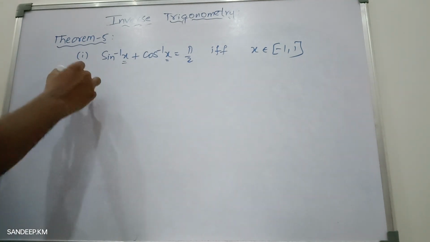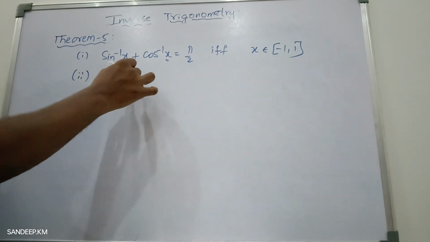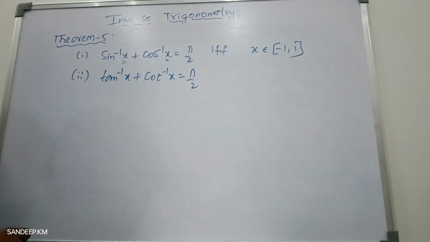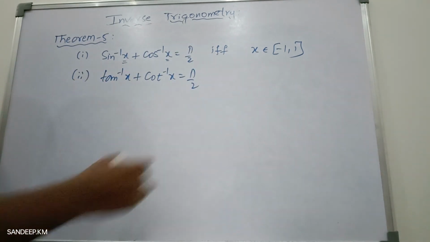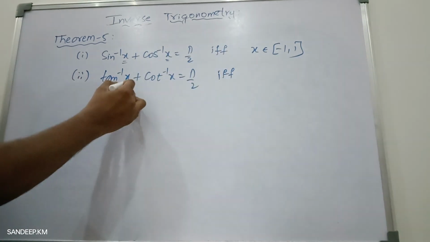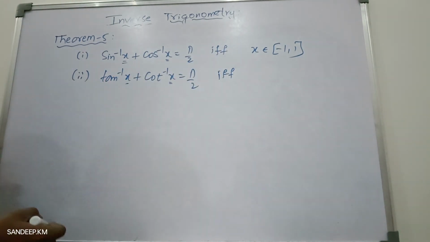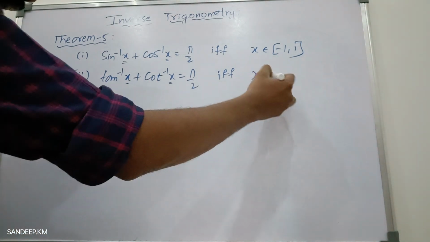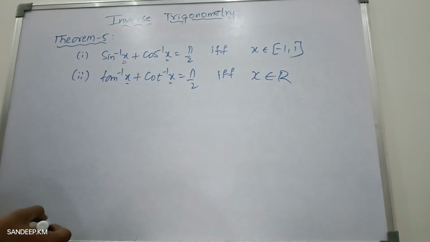Similarly, when can I say that tan inverse x plus cot inverse x is equal to pi by 2? It is pi by 2 if and only if x is in the common domain of tan inverse function and cot inverse function. We know that the domain of both of them is the same: x belongs to R.